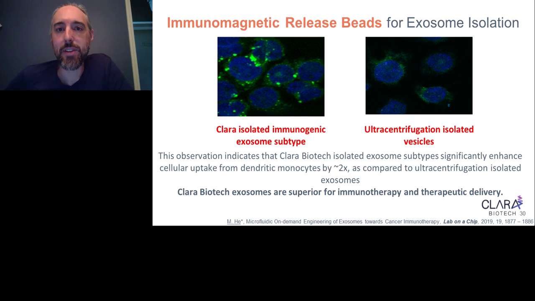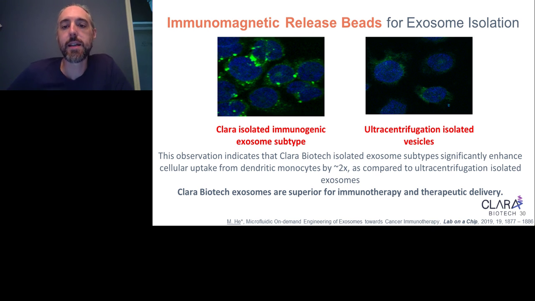There's a number of different assays and tests that you can do with exosomes. One thing that we care about is the functionality and the viability of these exosomes once they've been isolated. If you look at ultracentrifugation, due to those shear forces and the time involved, in this case, we're able to show that using our technology without those shear forces and using our gentle capture release technology, we actually have higher cell uptake. So in this case, dendritic monocytes in the fluorescent green, we can see that we have significant cell uptake relative to the gold standard in isolation.